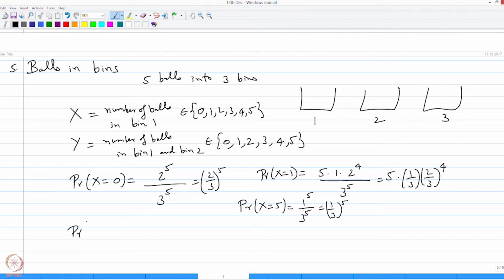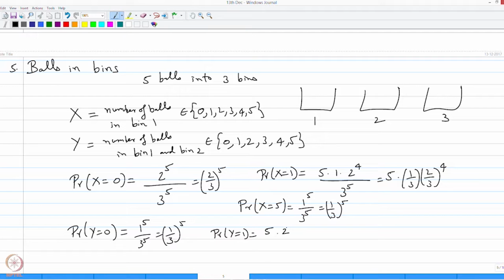So, what about probability that y equals 0? None of the balls should be in bin 1 or bin 2, which means all the balls should go to bin 3. So, that is 1 power 5 by 3 power 5, right. So, 1 by 3 power 5, there is just one possibility, all of them going to bin 3. Okay. So, what about probability that y equals 1 for instance? You have 5 balls, exactly one ball should go to either bin 1 or bin 2 and all the others should go to bin 3. So, the ball that goes into bin 1 or bin 2 could be any one of the 5 balls times two possibilities for that one ball, right.